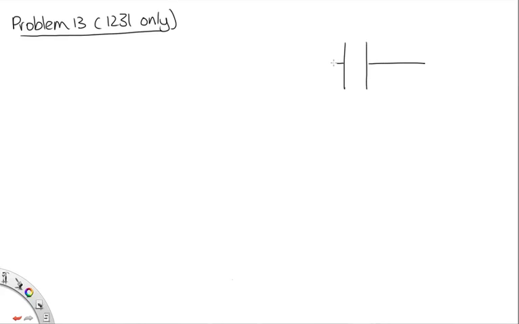Problem 13, which is for 1, 2, 3, 1 only. Okay, so we have a capacitor here. It's charged by a battery and then it's disconnected. So it's got some charge Q on each plate. We then put a dielectric slab in between the plates. And we're asked to describe qualitatively what happens to the charge.